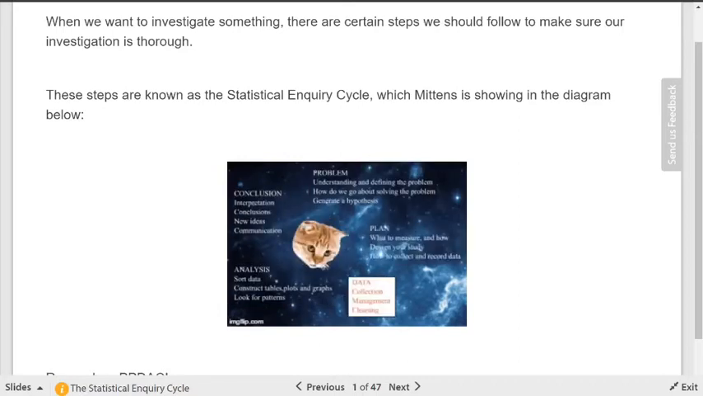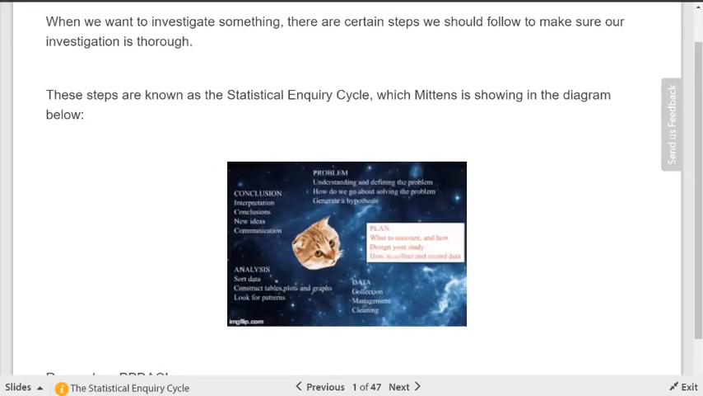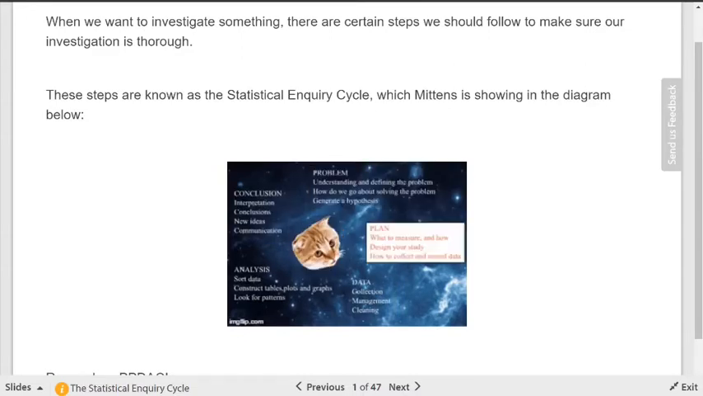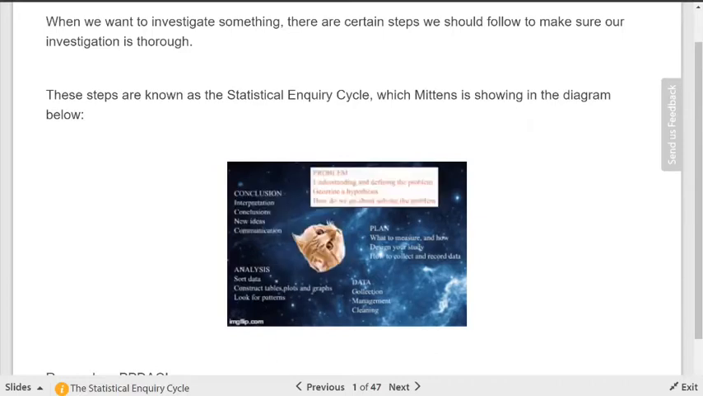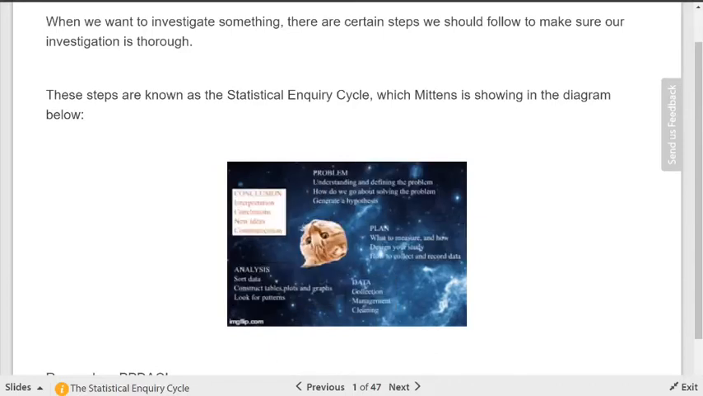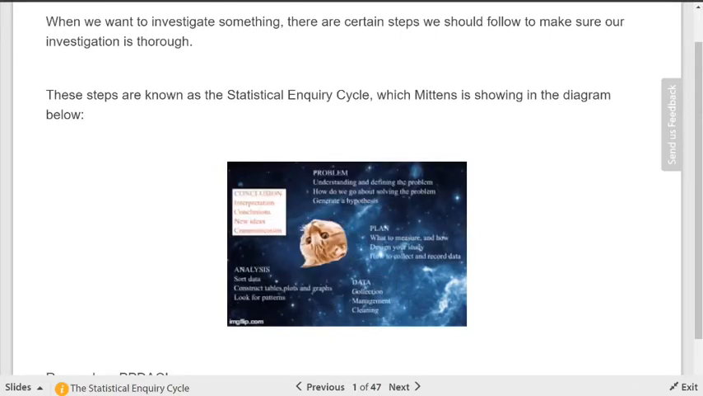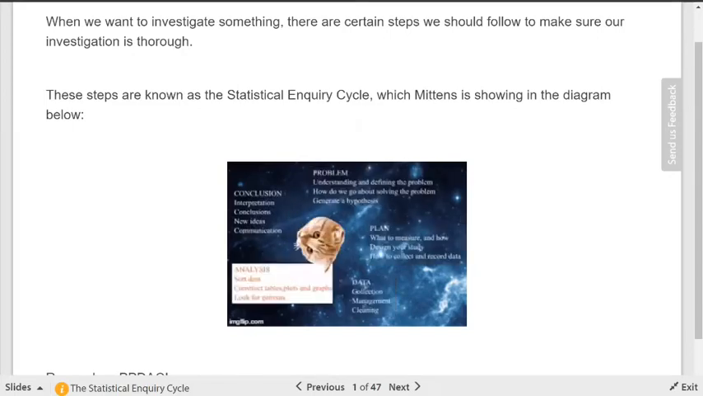So data. Then after the data is analysis. When you're doing the analysis, you're going to sort the data, and typically sorting the data means graphing it, and looking at some key factors, some key numbers. You're going to construct tables, plots, and graphs, and you're going to look at it for any patterns or trends that you see in your analysis.